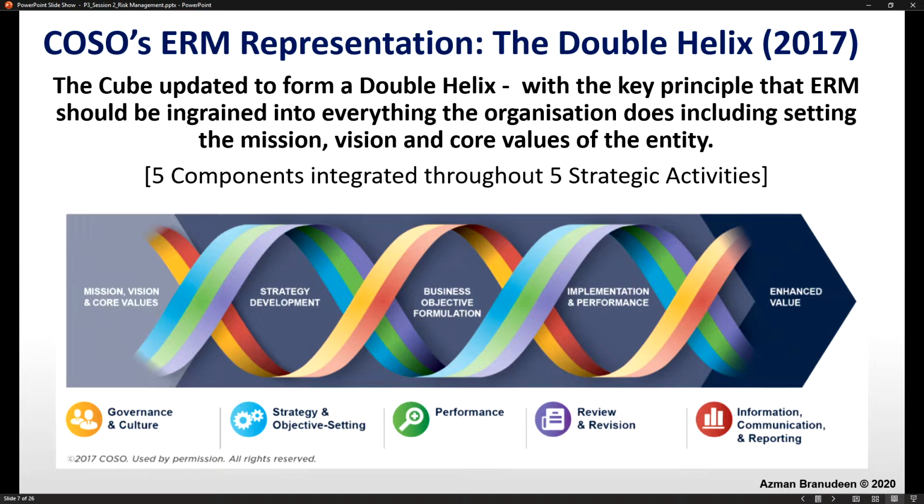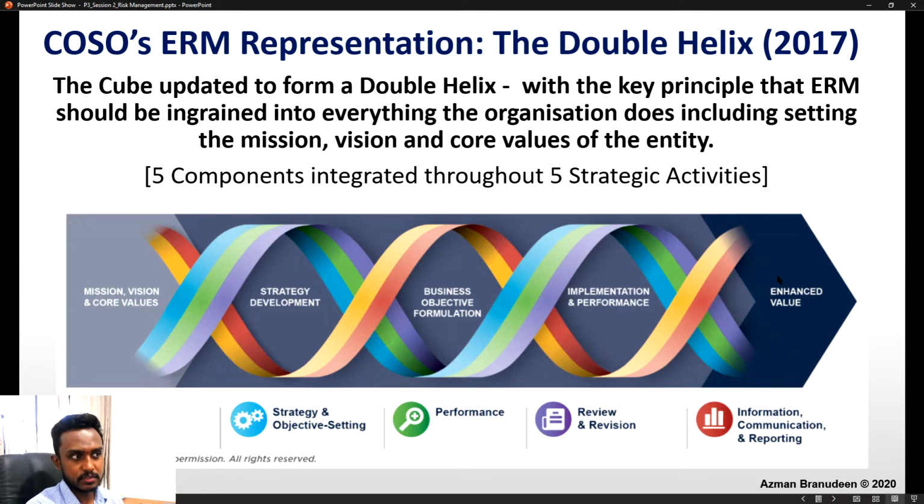This is what COSO slightly adjusted and pitched the enterprise risk management framework as, through the double helix format. So have an idea about their perception of what the 5 components and the 5 strategic activities are. And please note that now in the updated version, there is a core focus that you have to offer enhanced value to shareholders. That's the main idea.